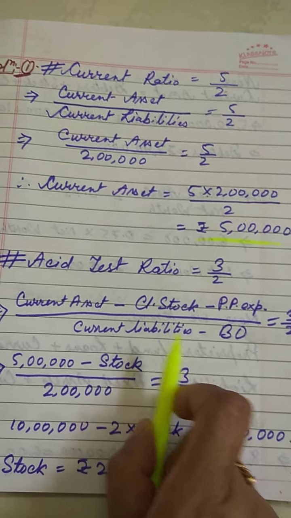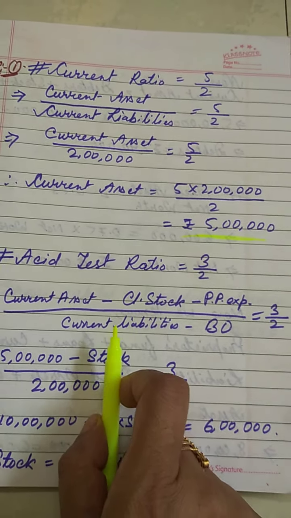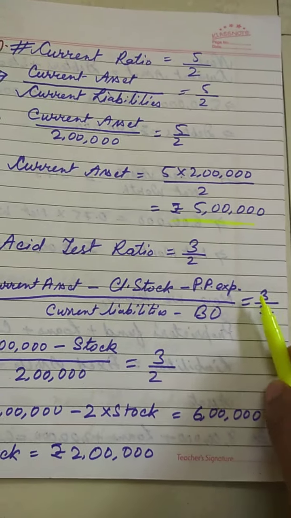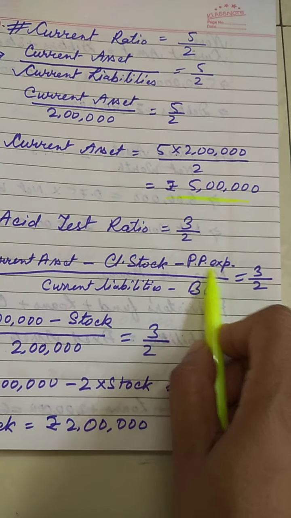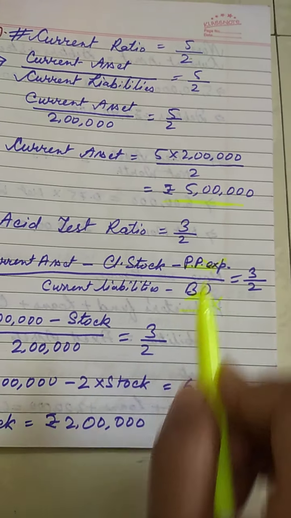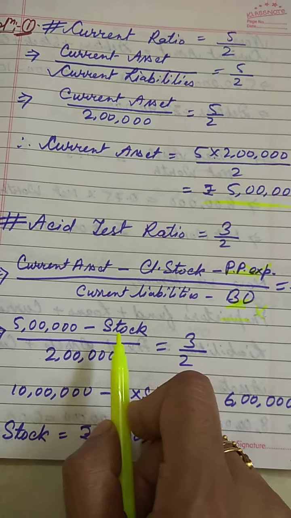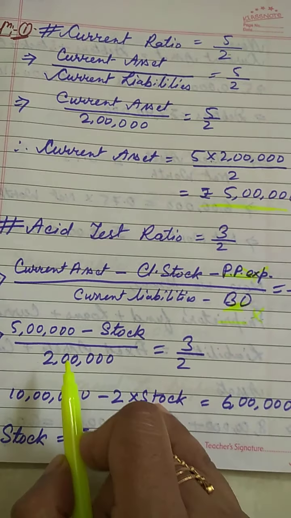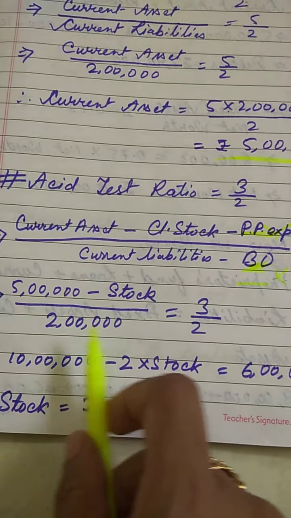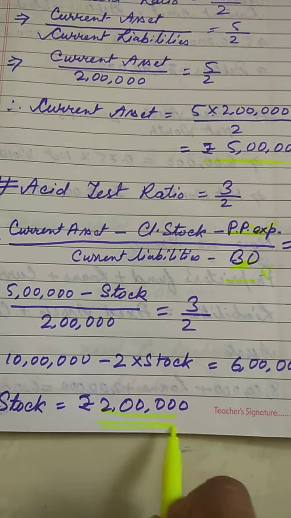Similarly, from current liabilities we need to deduct the bank overdraft, and the rest of the amount will be your liquid liability. And so likewise we have written this, and the ratio we have written 3/2. Now see, this prepaid expense and bank overdraft are not given in your question, so that's why we have to take it as 0. And taking the rest of the things, current asset from the first finding 5 lakh minus stock we don't know, so we will write stock, and current liabilities is given in your question as 2 lakh. So we have solved it, and by solving we have found that stock amount is rupees 2 lakh. So our second finding is this one.